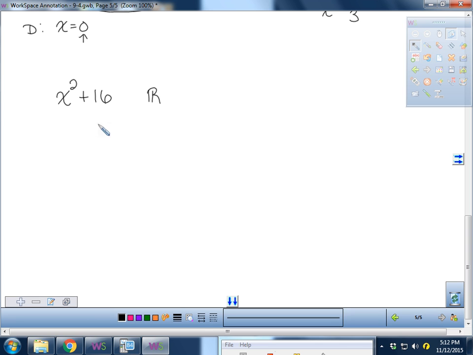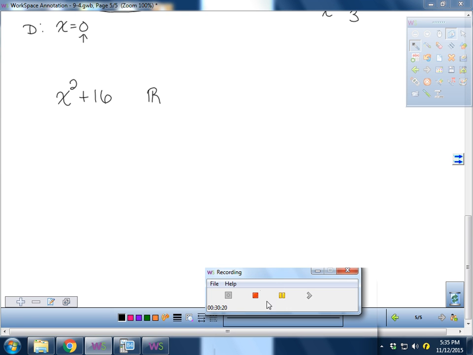All right, as long as you have an x in the denominator or under a square root, you have to think about what x cannot be. Okay, so if you don't have either of those two situations, then x can be anything, and you can just write all real numbers.